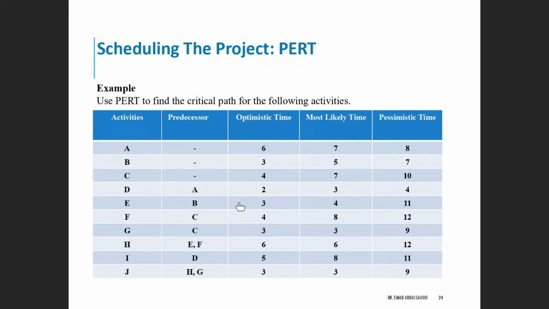Usually it's already provided to you, unless you are working in a project and you have done the work breakdown structure. You can develop this by yourself, where you list the activities and list the predecessor for each activity, and you put the optimistic time, most likely time, and pessimistic time for each of those activities based on your project and your team members and the stakeholders of your project.